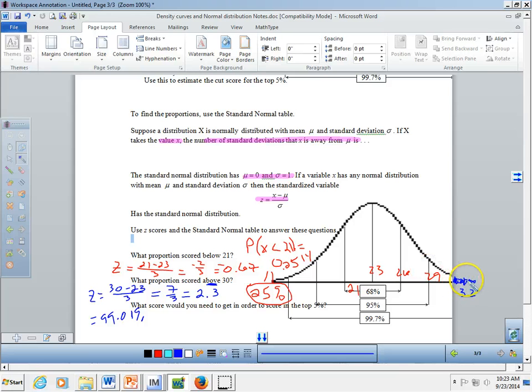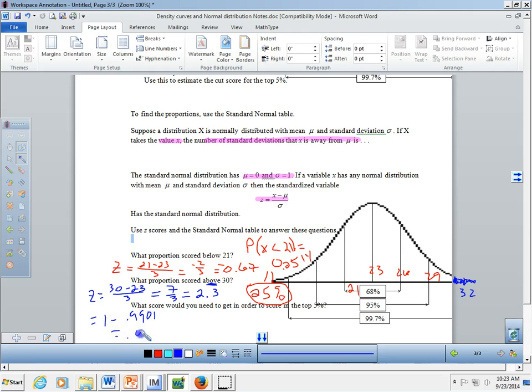Look at the area we just shaded. Is that 99% of that curve? No. So what in the world happened? Well, remember that the book gives you area less than. We want area bigger than, above 30, right? So what do we do? Well, we have to remember that this is a density curve, and that the total area under a density curve is 1, or 100%. So we've got to take our value and subtract it from 1.